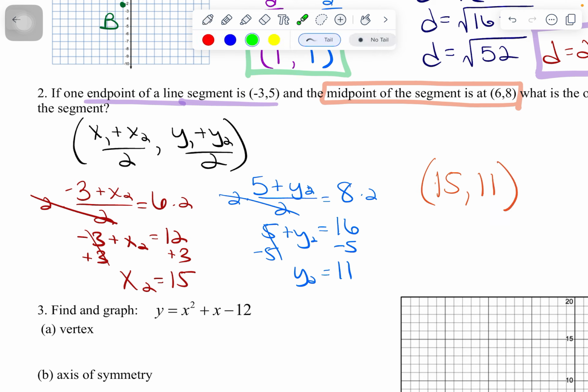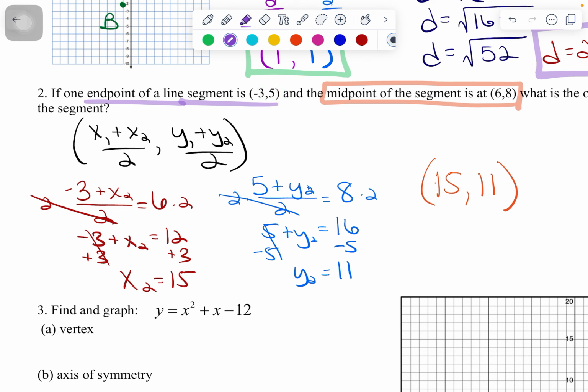What you could do is quickly double check. If I take -3 plus 15, I get 12. Half of 12 is 6. Cool, my x values work. If I take 5 plus 11, I get 16. Half of 16 is 8. All right, I am in the good place.